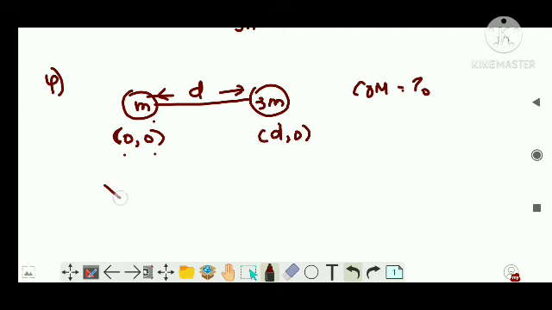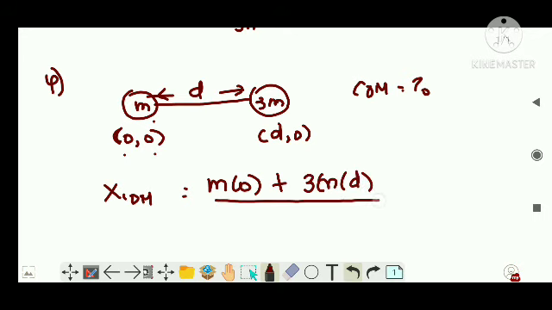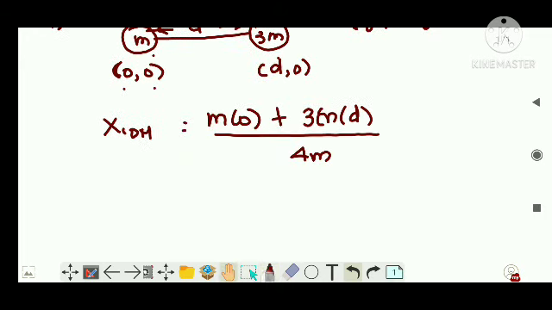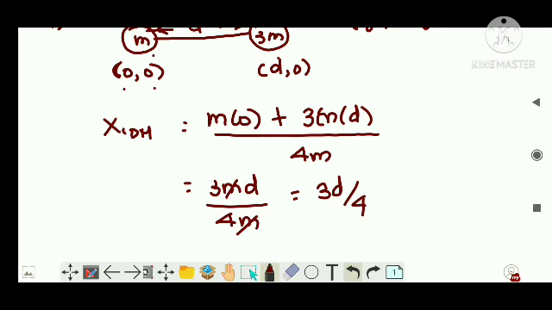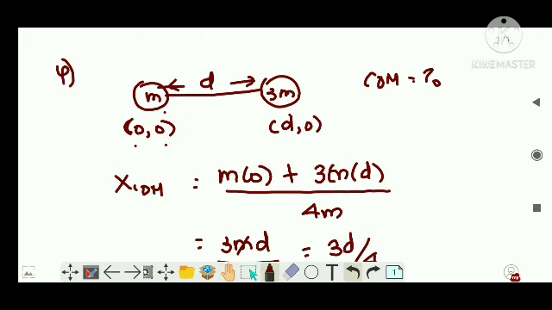Now it is easy. xcom, there is no ycom because both the masses have only x coordinates. xcom is equal to m1 x1, that is m into 0, plus m2 x2, that is 3m into d, divided by m1 plus m2, which is m plus 3m is 4m. That is 3m d divided by 4m. So cancel m, and you will get 3d by 4 as the position of center of mass. You measure from the origin. It is 3d by 4 distance.